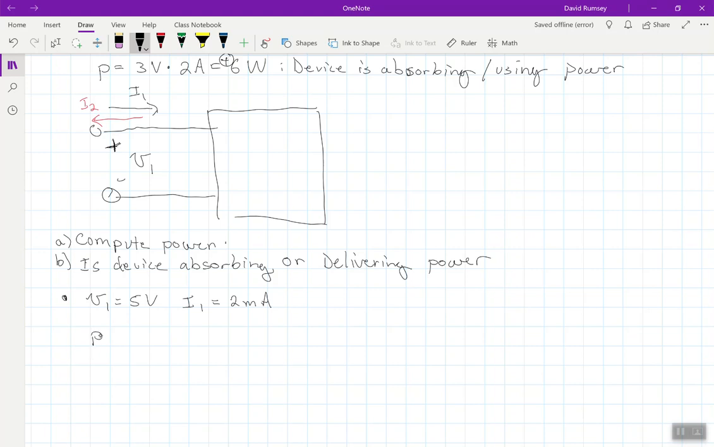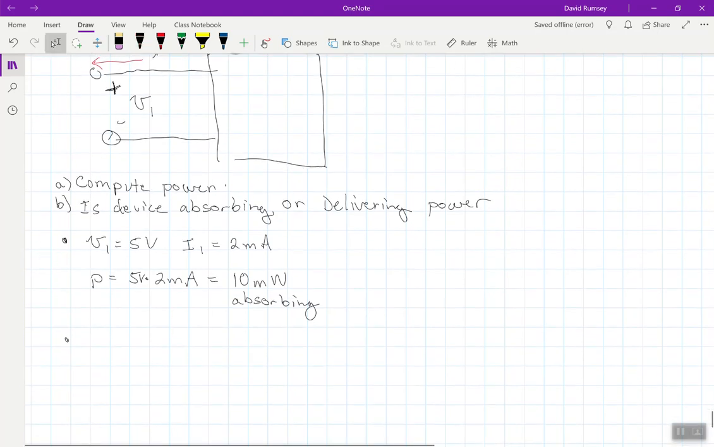So we do know that power is simply 5 volts times 2 milliamps, which would simply be 10. You can do the scientific notation and everything, but you can know that volts times amps is just watts, and so we wind up with 10 milliwatts as our final power. Now, again, we don't write the positive, but since it's positive, we know that this is absorbing. All right, now let's look at another case here.